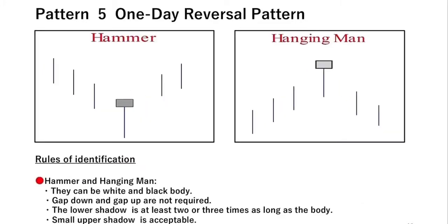Pattern 5 is a 1-day reversal pattern. One is a hammer, another is a hanging man. And let's see the rules for identification. So they can be a white or black body.